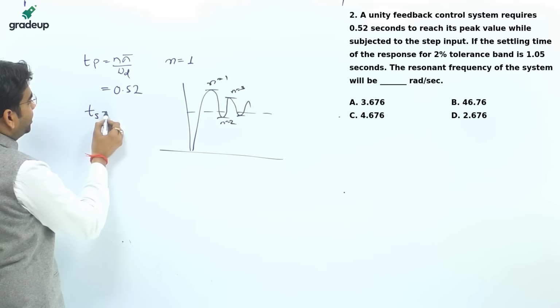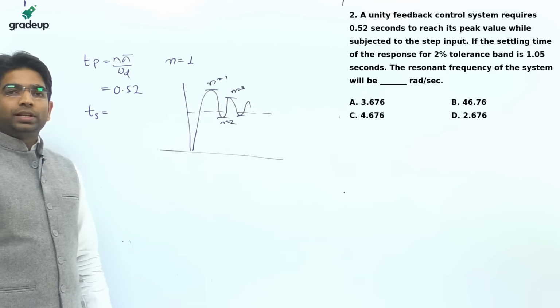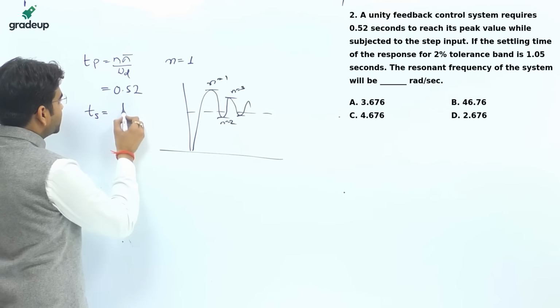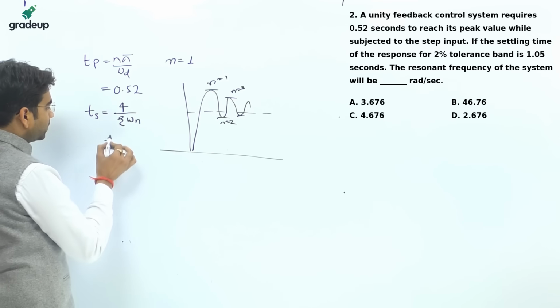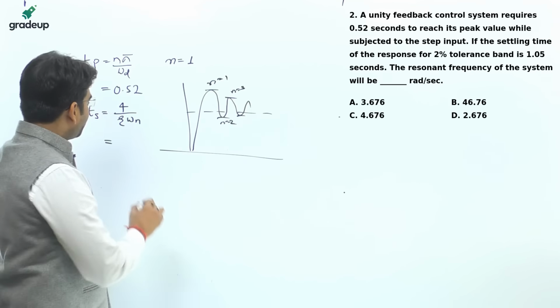And the settling time for 2% tolerance criteria is 4 by zeta omega n, and that is known to you as 1.05 seconds.